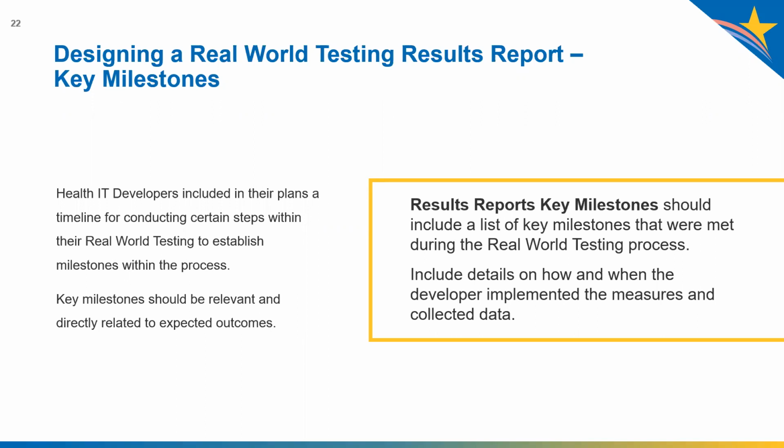Did they have to be adjusted? Did you meet them? So you should include in your results report a list of those key milestones that were met during your process, and include details on how and when you implemented the measures and collected the data. Those are all milestones, okay? So just speak to what actually happened. Again, if it looked a little bit different than you imagined and what you put in your plan, that's totally okay. You're just reporting out on the actual events and the actual milestones that were met throughout your real world testing.